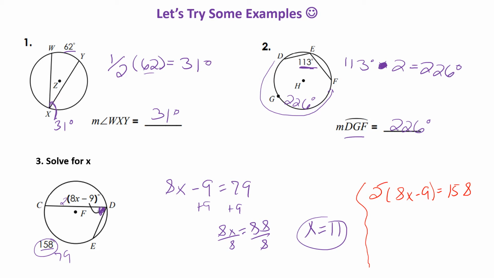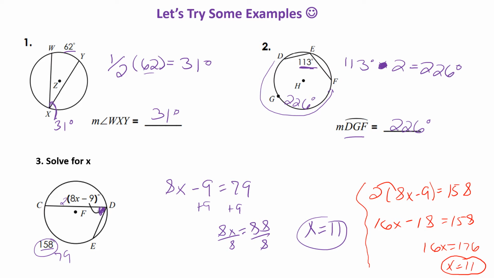Well, actually, you know what? I'm going to go ahead and work it out since I've already gone through the trouble of writing it down. Adding 18 and 158 is equal to 176, and then dividing by 16, and of course I get 11. So either way, you're going to get the same answer.